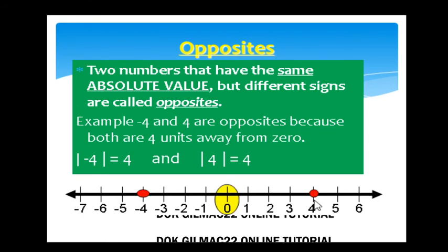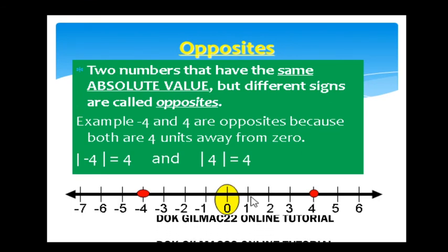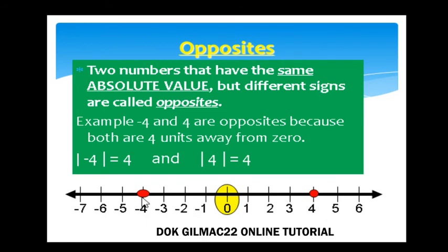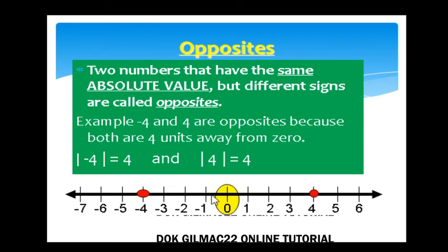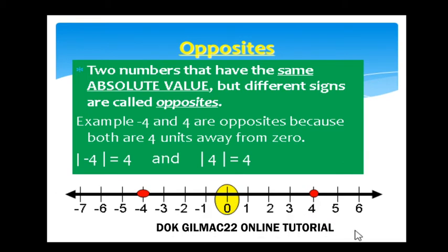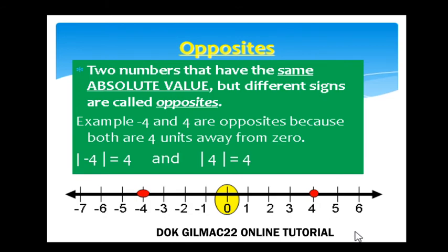We have 4 units from 0. Positive 4 is 4 units from 0. Negative 4 is also 4 units from 0. They actually have the same distance from 0. So take note of that.